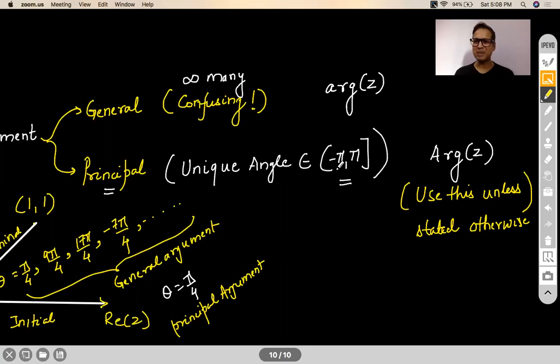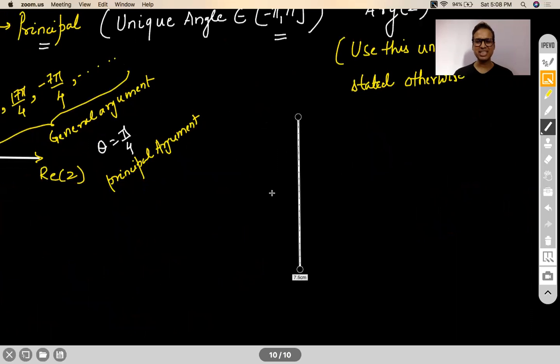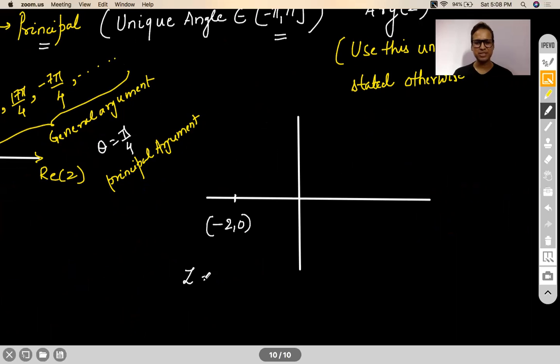Now why is minus pi excluded and why is pi included? Again, this is a convention that we follow. Let's say I want to represent a complex number located here, minus 2 comma 0. So my complex number is minus 2. What should the angle be? Should the angle be pi or should the angle be minus pi?